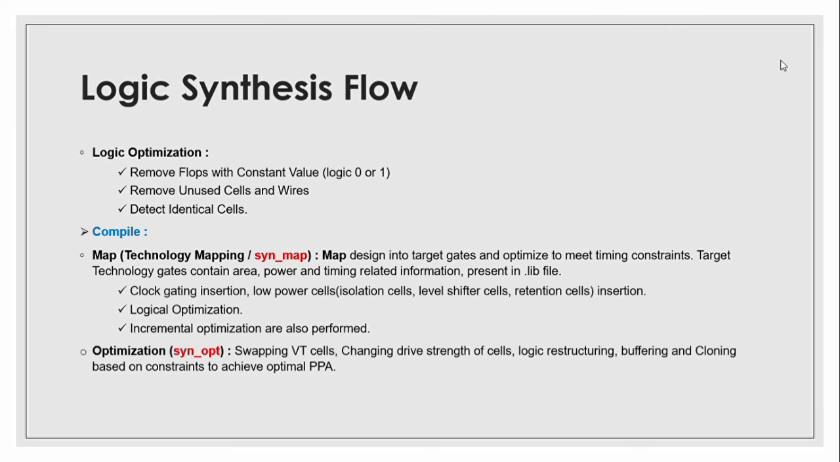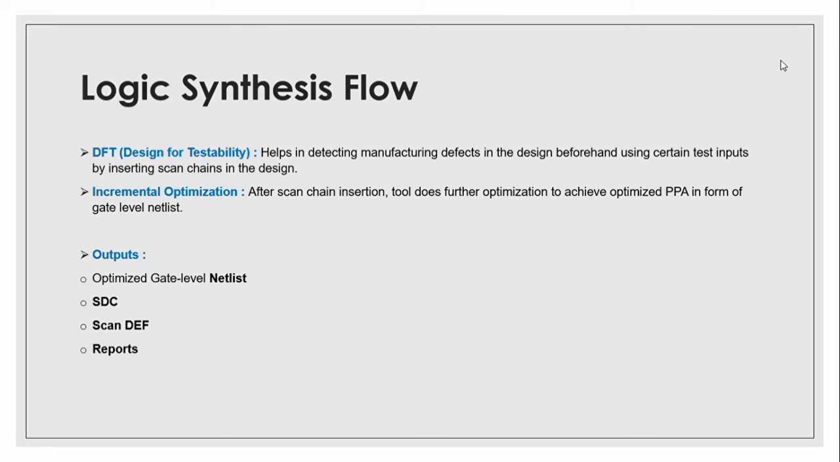So now we have to insert DFT, design for testability. DFT basically helps in detecting manufacturing defects using certain test input vectors by inserting scan chains in the design. These DFTs are used for testing each and every node in the design in order to test stuck-at faults, and also so that we don't see any issue during manufacturing time related to delay.